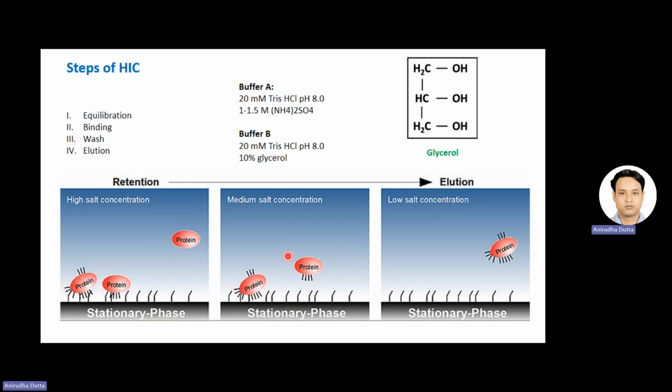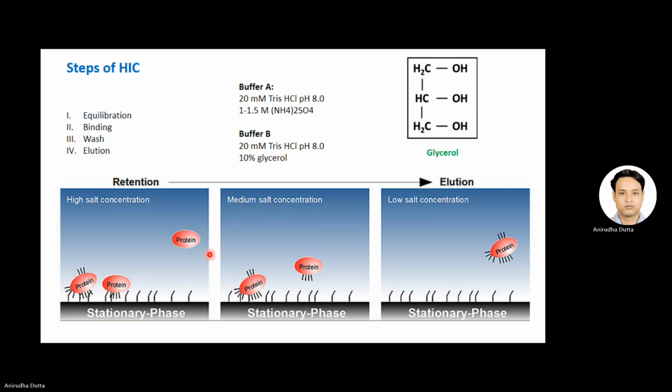If your protein of interest is the medium one, you get it separated from the protein which doesn't have any hydrophobic patch, and the protein which has very strong hydrophobic interaction. So whichever one is your protein of interest, you can get it separated from the pool of proteins.